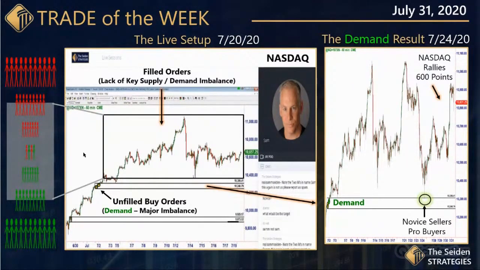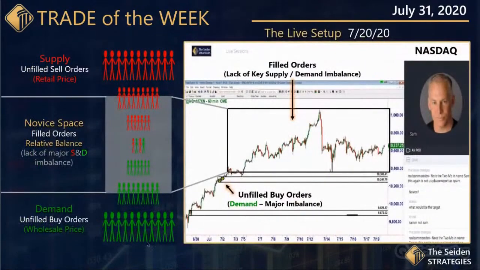Let's go back to our stick figures, our basic supply and demand concept. Out of 100% of the time, how much time would you say price spends in the middle of a market, in this novice space, versus out at supply and out at demand? What percentage of the time that a market is open is price spent somewhere in the middle versus at supply and at demand? What would you say to that?